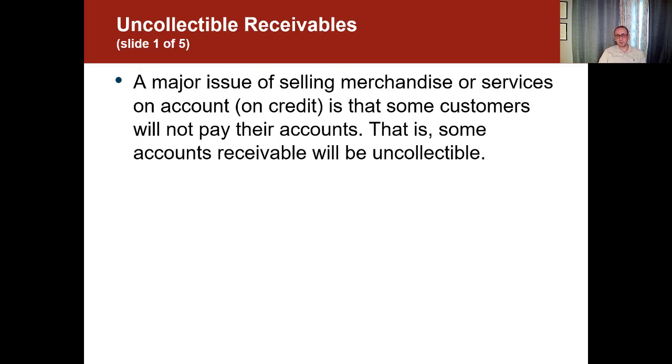One of the major problems with receivables is that sometimes these receivables cannot be collected. There are many different reasons that lead to receivables not getting collected. The simple one is people file for bankruptcy, and if they file for bankruptcy, they're not going to pay their accounts receivable, or on their side, their accounts payable balance. So a major issue of selling merchandise or service on account or on credit is that some customers would not pay their accounts. That is, some accounts receivable would be uncollectible. So we have to expect that. That's part of the business, and this is part of what we call bad debt expense. We offer a sale to a customer on account or on credit, and that customer doesn't pay. When they can't pay, we expect that this is going to be part of the business expenses.